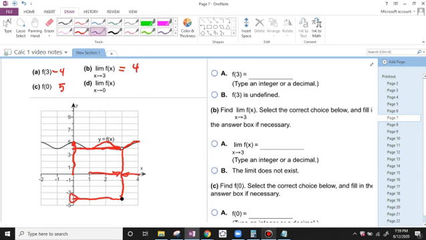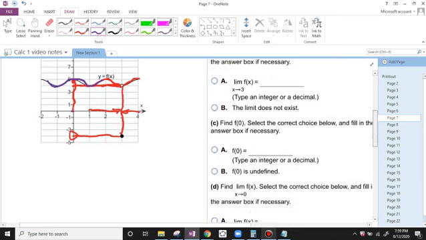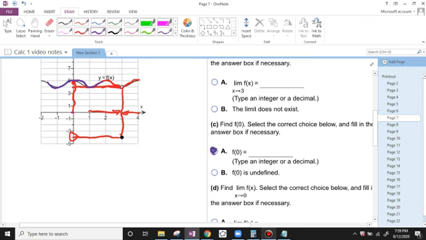The limit as x goes to 0. From the left, 0 looks like it's 5. From the right of 0, looks like it's 5. The limit is 5. So here when you're filling this in, you would just plug in 5 there. You would click A and put in 5.